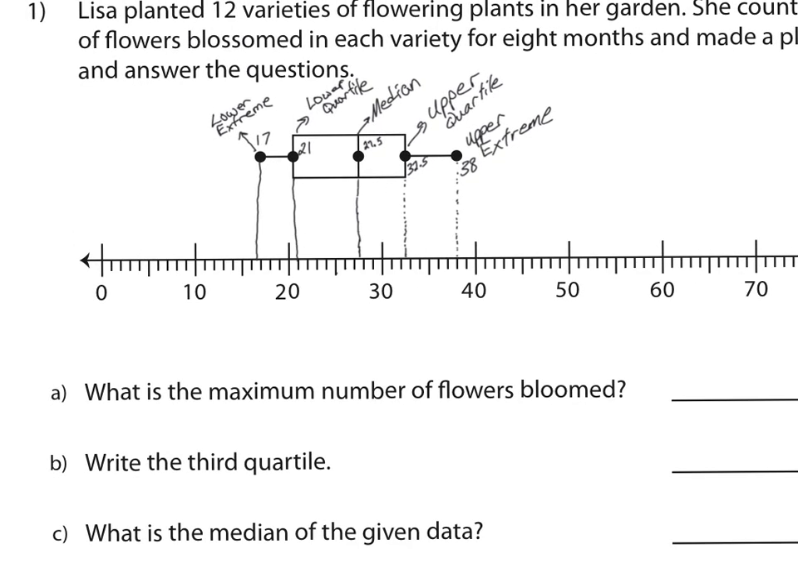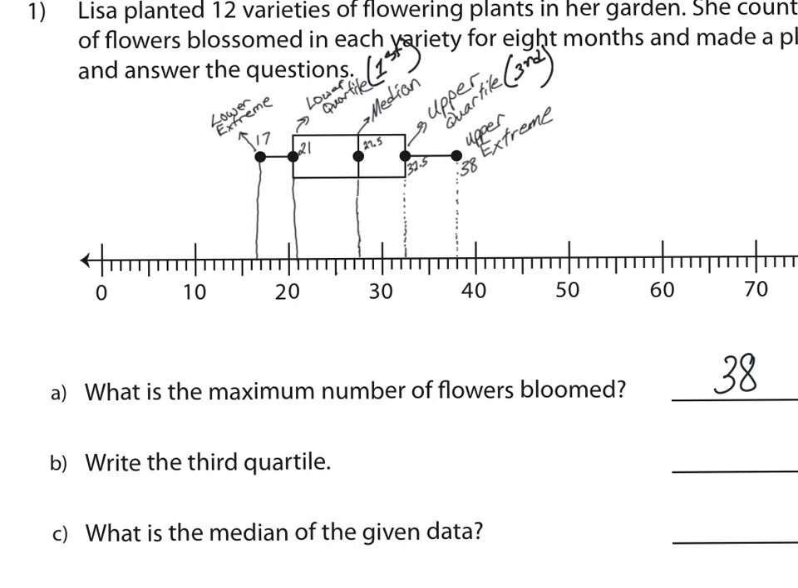So what is the maximum number of flowers bloomed? Well, that's our upper extreme. So we write a 38 here. Write the third quartile. Well, sometimes that upper quartile is referred to as the third quartile. And then this lower quartile is the first.